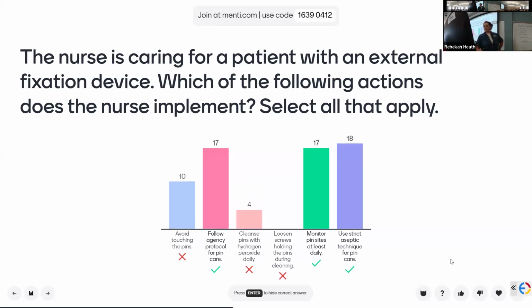All right, let's see. So we don't necessarily want to avoid touching the pins themselves because you might have to touch the upper pins. We maybe want to avoid touching the screws, where they go into the patient. We do want to follow agency policy. If you ever see a question that says follow the policy, that's a test-taking clue, right? That's saying, yes, you always as a nurse want to follow whatever the established policy is.